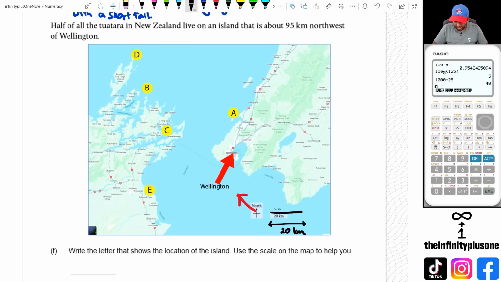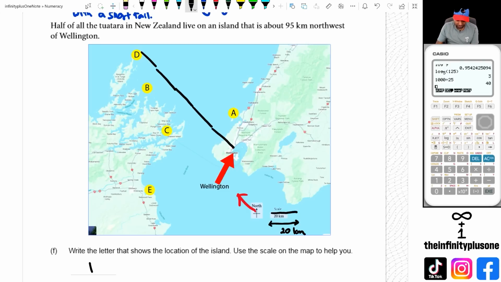So if we think about 95, because I know what the answer is, I'm probably thinking somewhere there. Ideally what you have to do is take that little black line, and from Wellington you're going northwest, 1, 2, 3, 4, 5 lots, roughly 5 lots. So that's 95 kilometers northwest.